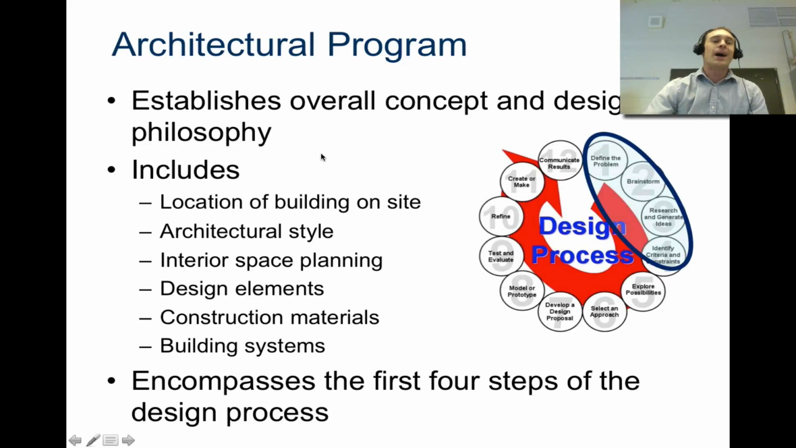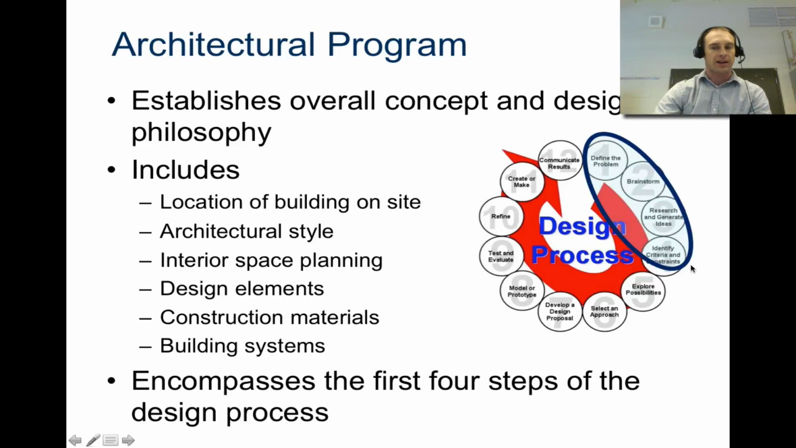All right, so in architecture, usually these four components: define the problem, brainstorm, research and generate ideas, and identify constraints. That's what an architect is doing. They're trying to figure out, what do I need to do? Where's the location going to be? What kind of style? How do we want to plan the interior space? What design elements and materials and systems do we need? That's all of defining the problem, researching ideas, identifying constraints.